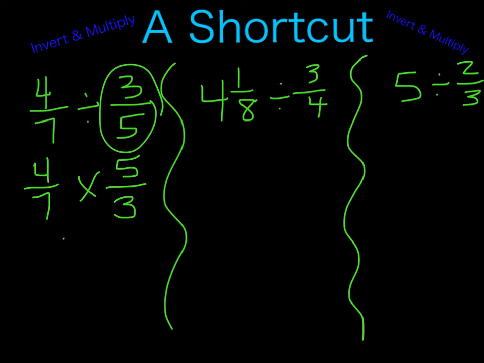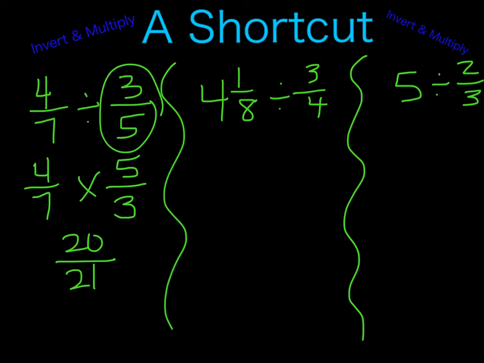4 times 5 is 20, 7 times 3 is 21, and that is my final answer. I can't simplify that because they have no common factors other than 1. And so the answer to 4/7 divided by 3/5 is 20/21. Now let's look at this second problem.